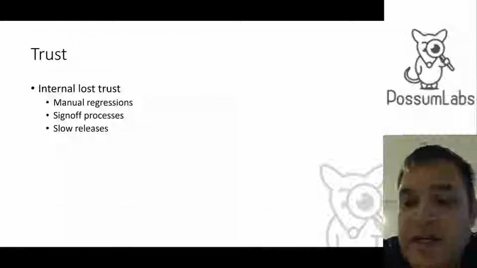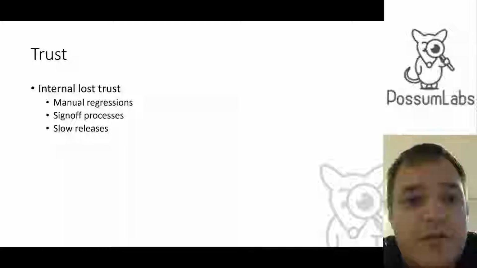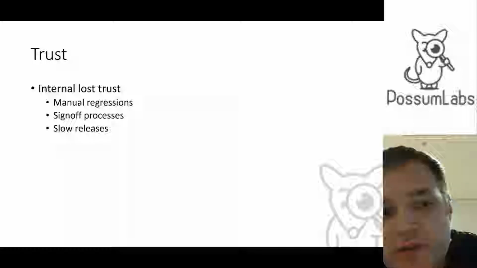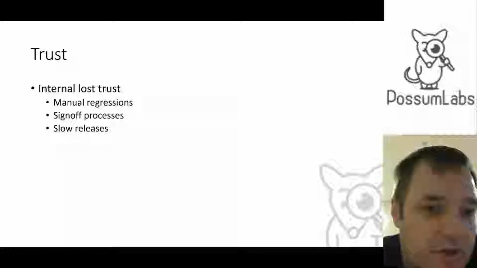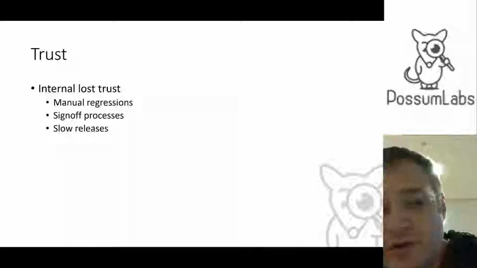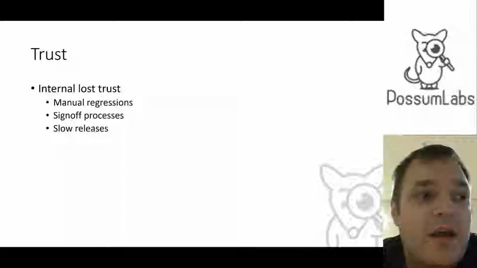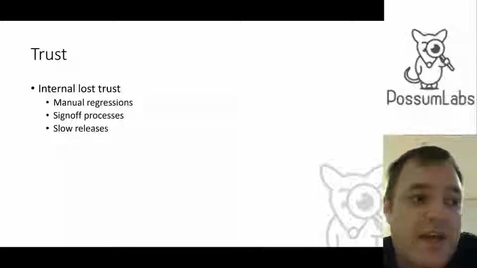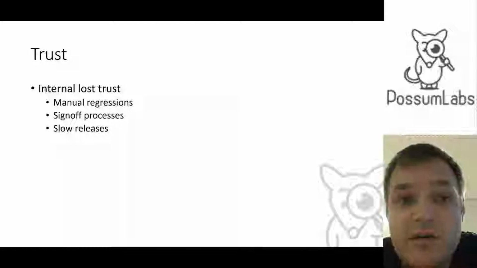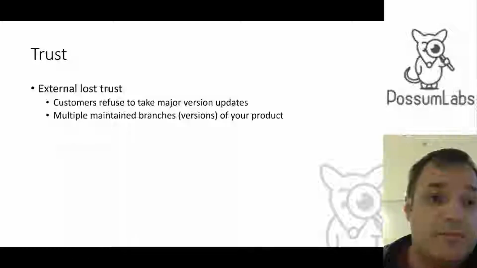So what we're trying to accomplish here is that we're going to build up trust, right? And if you lose internal trust, what's going to happen is people are going to do manual regressions. There's going to be slow sign-off processes, slow releases. All of these things are going to start creeping in because the business wants to make sure that when they say it's okay to release code, nobody's going to get in trouble.